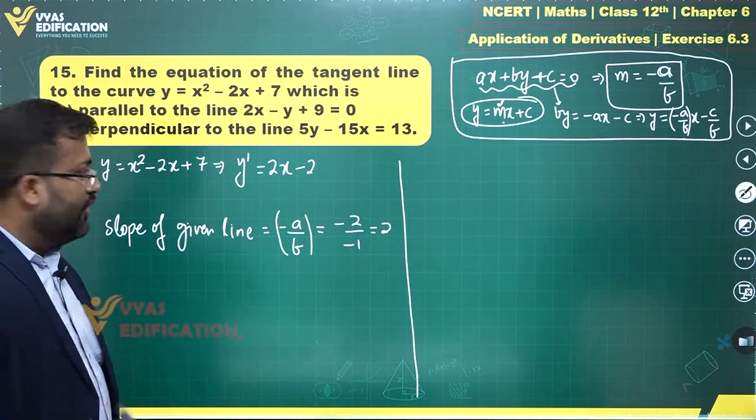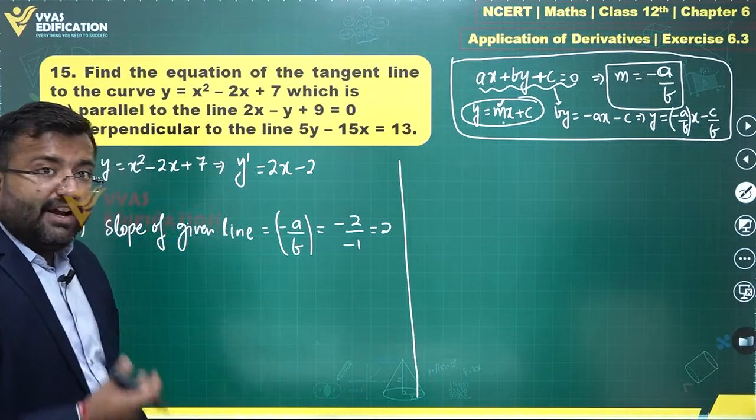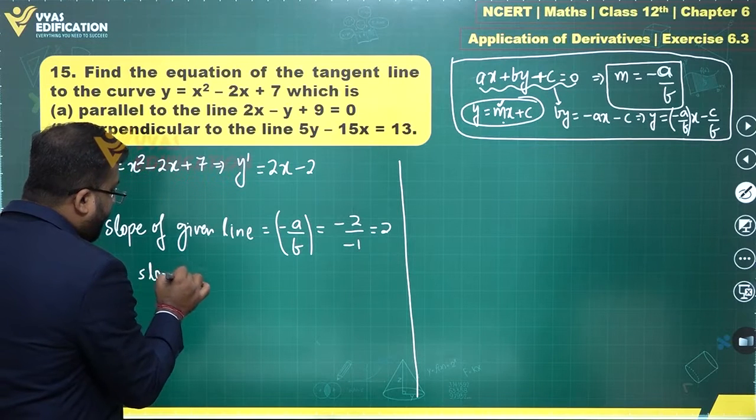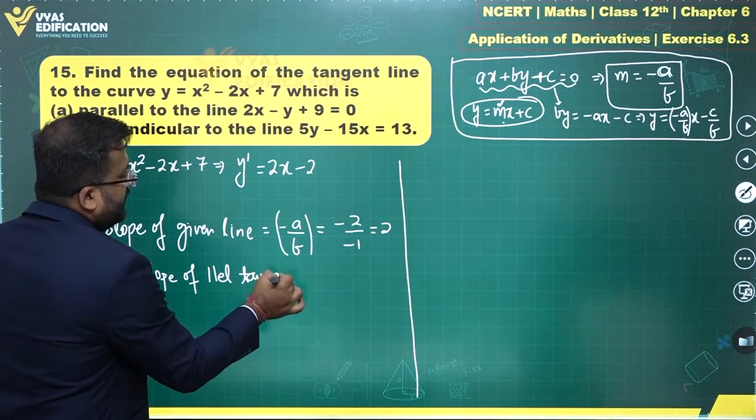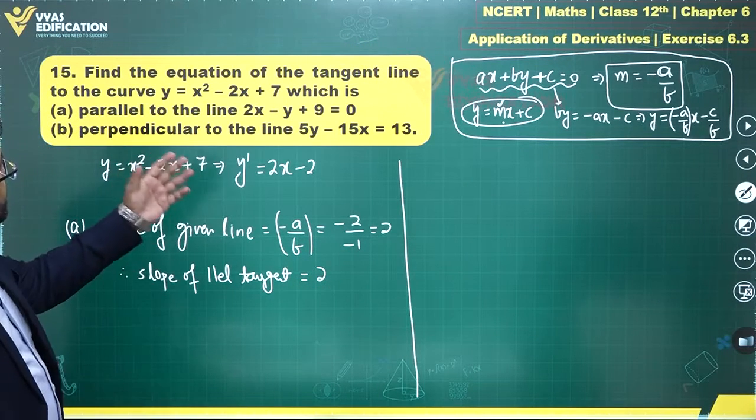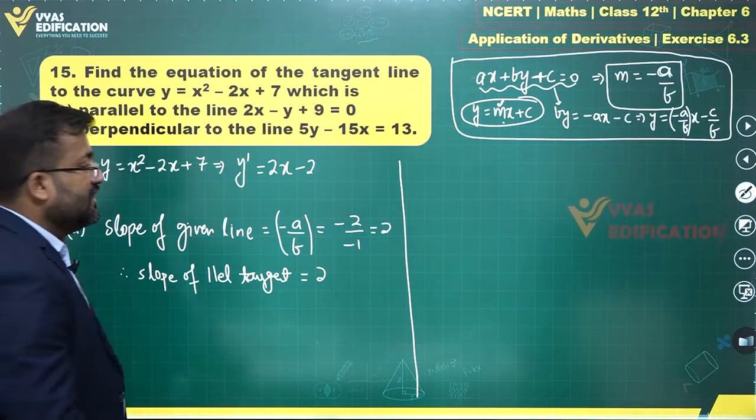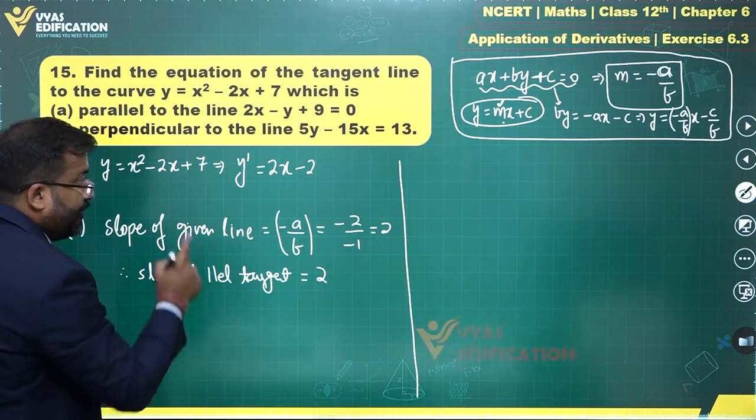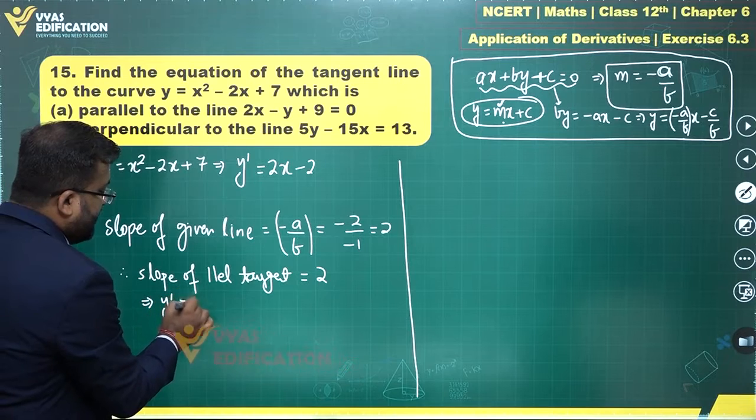This is the required slope of tangent as well, because we are supposed to find tangent. Therefore, slope of parallel tangent, right? That's what we are interested in. For a parallel line, the slope will be same. Find the equation of tangent line to the curve this, which is parallel to the line this. Therefore, this is the slope of tangent, and on the basis of this, I can find the point easily, which gives me y prime is equal to 2.